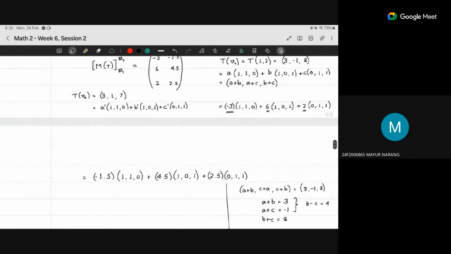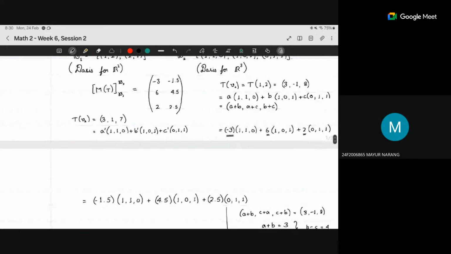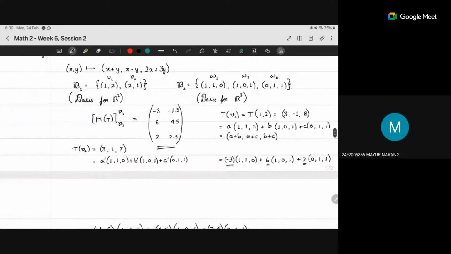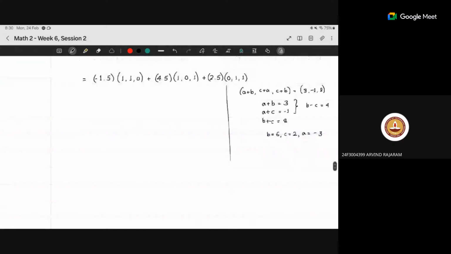Okay, all right. That's enough about this, but at least did you understand how to get the matrix of any transformation given any two bases for the domain and codomain? Yes, sir. It's clear. Yeah.